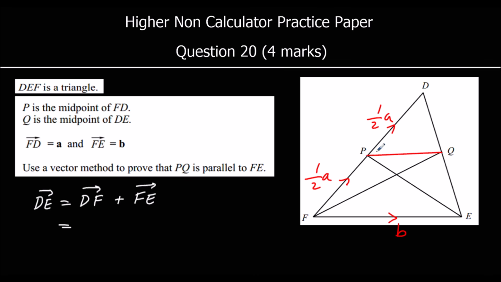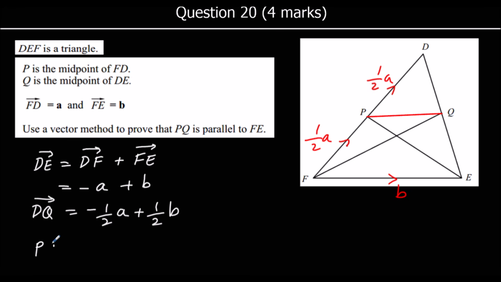D to F is called minus A. So F to D is A, D to F is minus A, and then F to E is B. So D to E is minus A plus B. D to Q is going to be half of that. So D to Q is just half of D to E. So it's minus a half A plus a half B. And then I can work out what P to Q is, because I can go P to D and then D to Q.